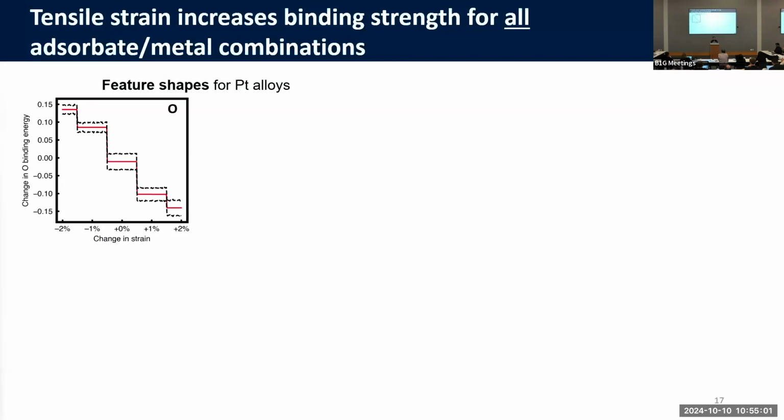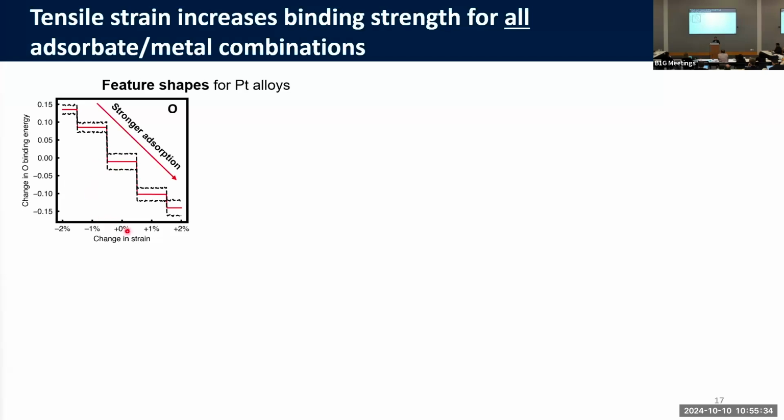So here I show you a feature shape for platinum alloys for oxygen adsorbate. I should probably have been using this laser pointer here for a long time. This is showing you the strain versus the change in binding energy. The orange line is the IGAM prediction, the black dashed lines are the confidence intervals. It has this discrete shape because it's a decision tree, so that's the shape it will always take.